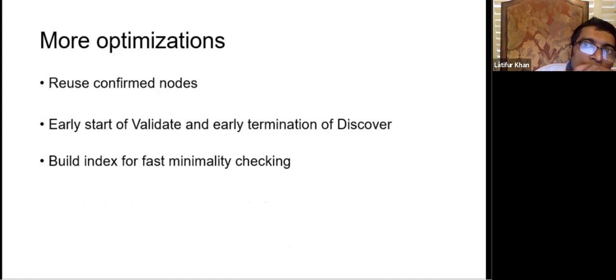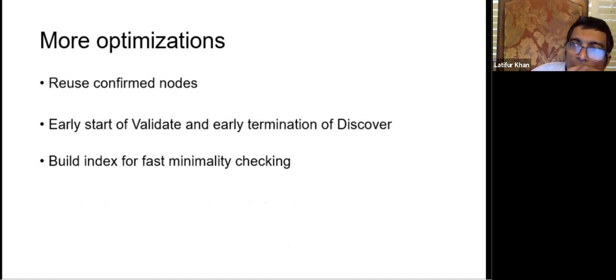There are more optimizations to our solution. First, we can reuse nodes whose state has been checked to avoid duplicate checking. Second, sometimes we don't have to wait for discover to end, and we can start validating early in case its result is too far away from the truth. Third, we can build an index for fast minimality checking. If you check minimality by brute force, that will finally be the bottleneck of the whole system.